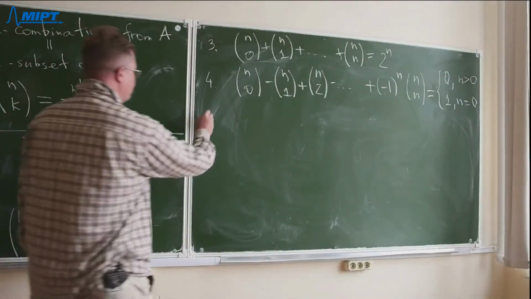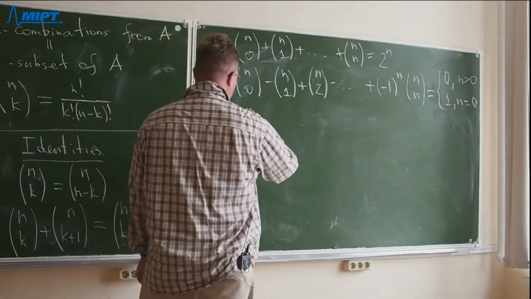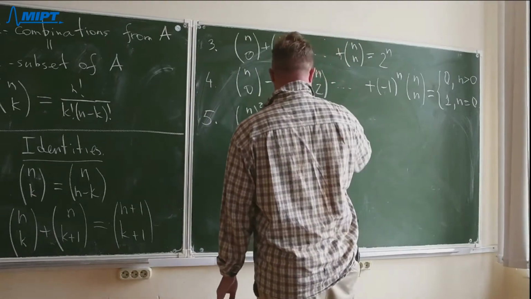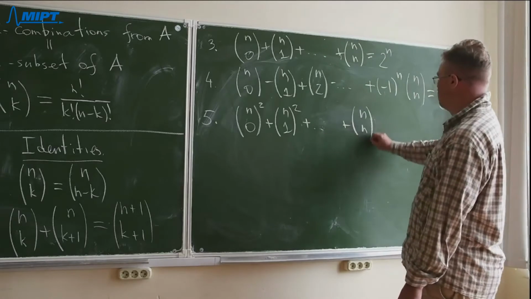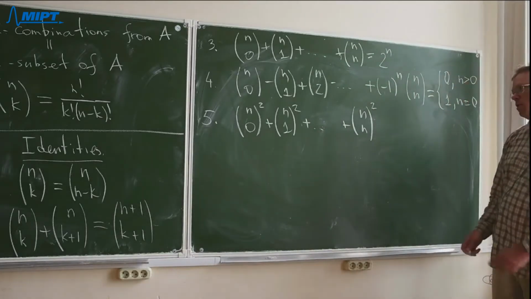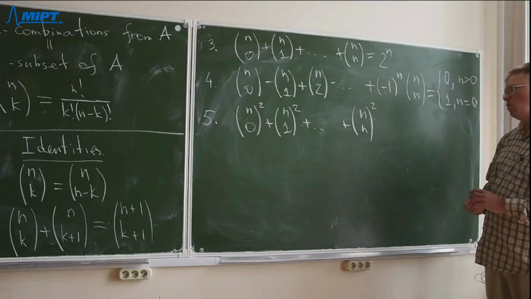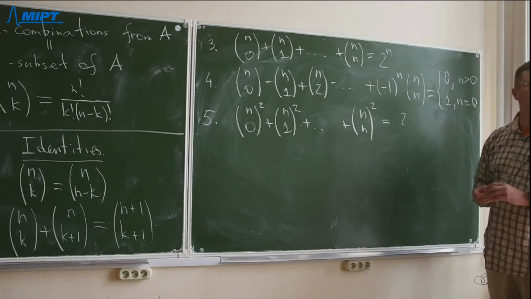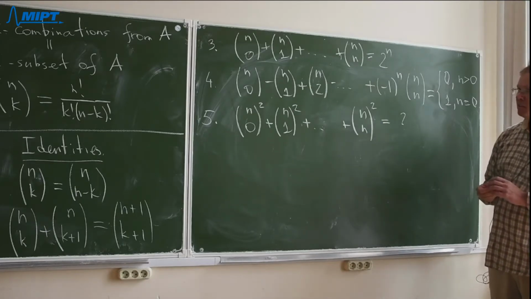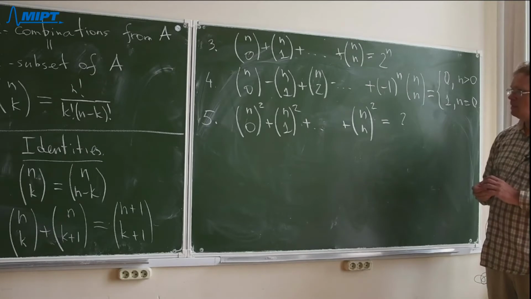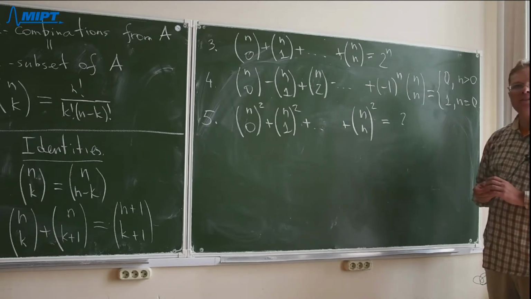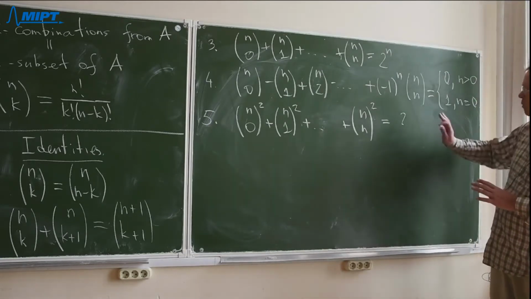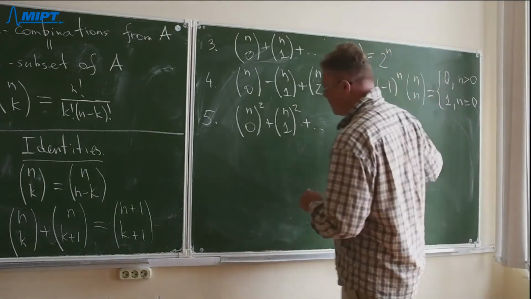And for example, this one: what if we sum the squares of all possible combinations? Do you know what we get here? No? Okay, we'll get this later.